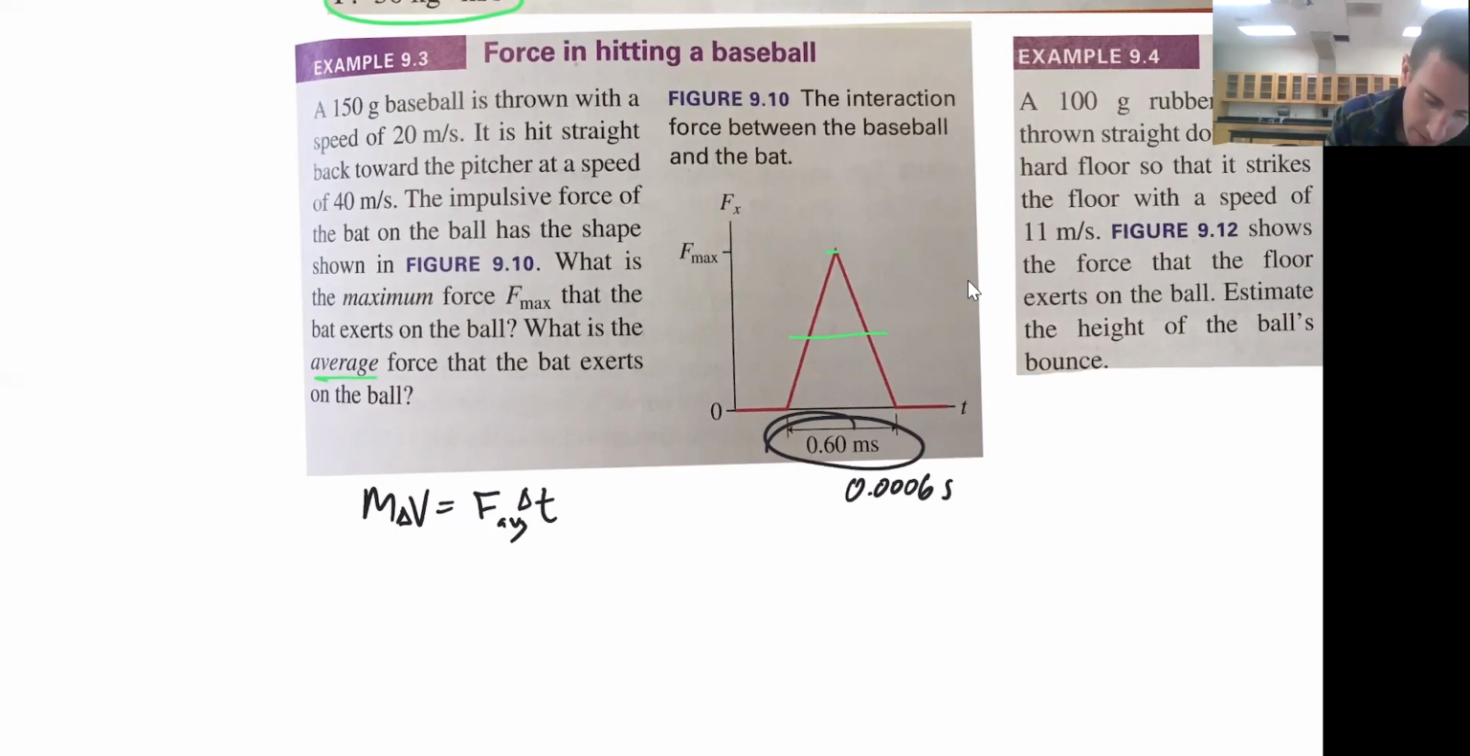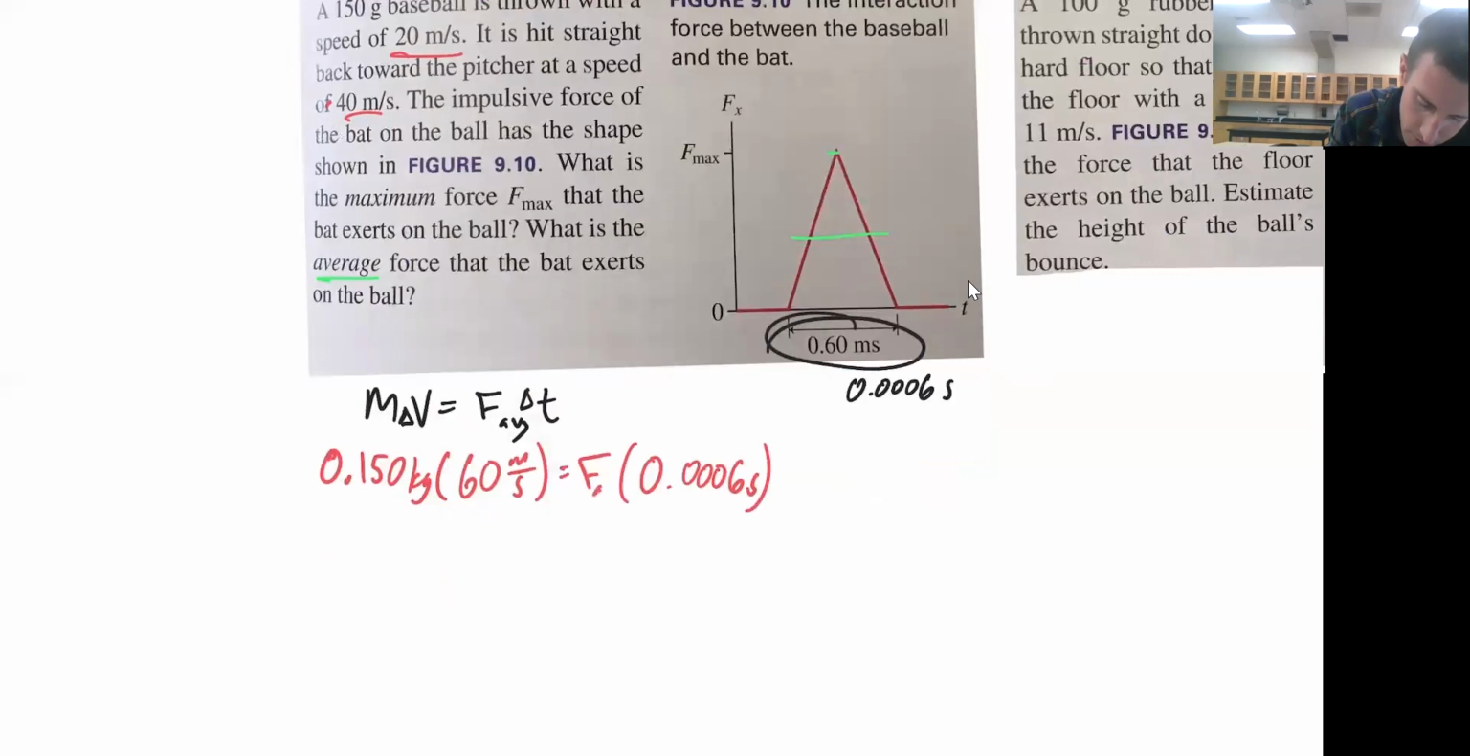Now, the mass of the ball is 150 grams. That's 0.150 kilograms times the change of velocity. So it came in at 20 and then hit straight back at 40. So one of these has to be negative. And then when I subtract them, the difference is going to be a difference of 60 meters per second, equals the force times 0.0006 seconds. And this is going to be my average force.